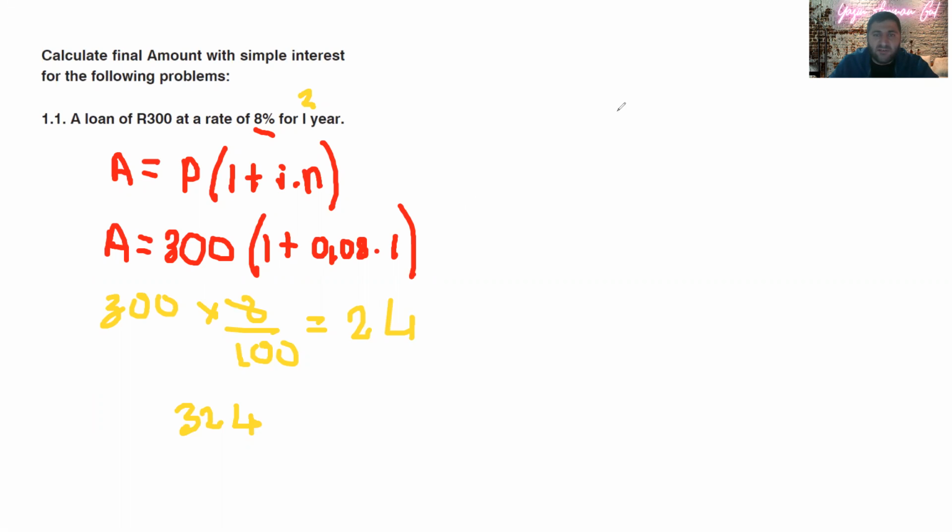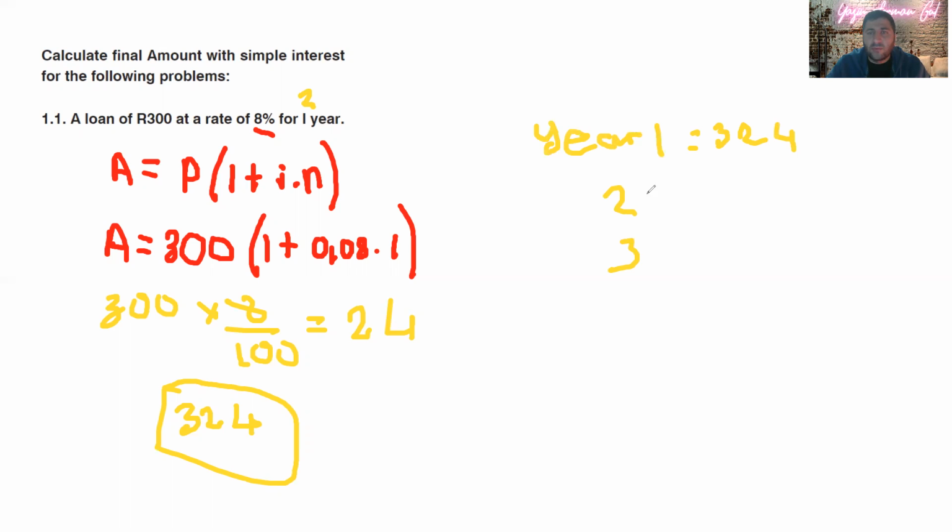So after 1 year, this is the money that will be accumulated. After the second year, every year we're going to add 24 rand, because that's the amount of the interest, and once we find it for simple interest, it doesn't change. For the second year, I'm just going to write it here. Year 1, I'm going to do it for 3 years. Year 1 equals this amount, 324. Every year, I'm going to add the interest.